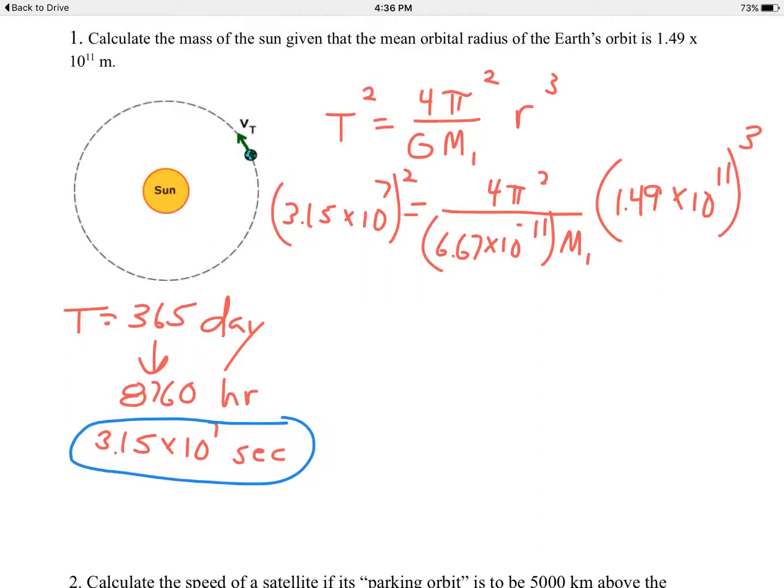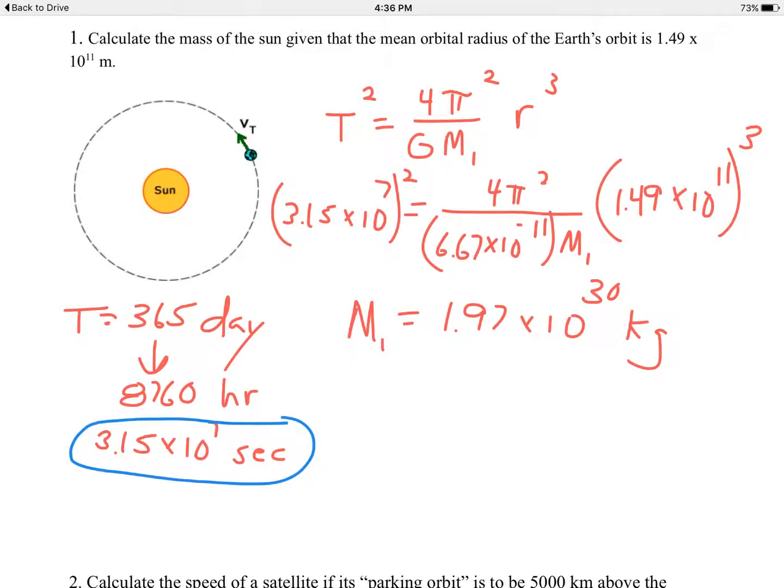I could have solved this for M1 before I plugged the numbers in, but I'm just going to go to my calculator, plug all those numbers in, and move things around. In other words, I would move the M1 to the left side and move the 3.15 times 10 to the 7th squared to the right side. You'll be dividing by that. When all is said and done, you might want to pause this and see if you can do that, because there's a lot of number punching on your calculator. It's easy to make a mistake, but you should end up with mass sub 1, the mass of the Sun, as 1.97 times 10 to the 30th kilograms.